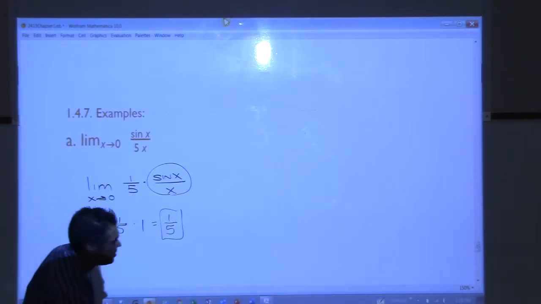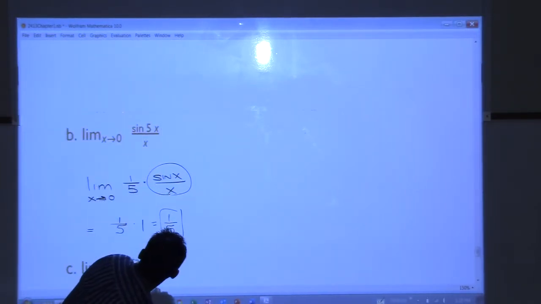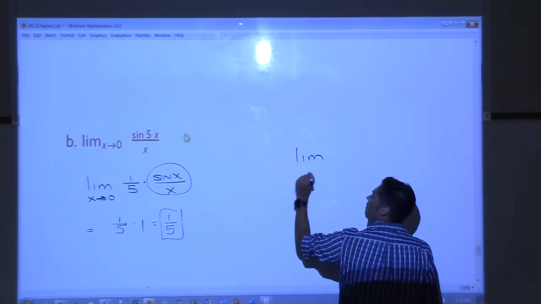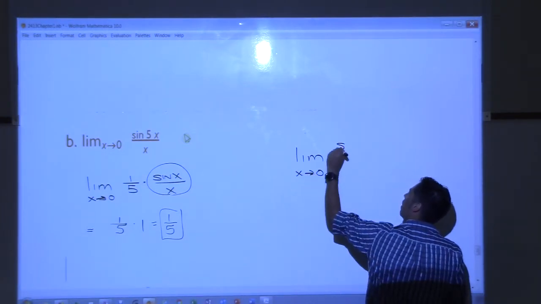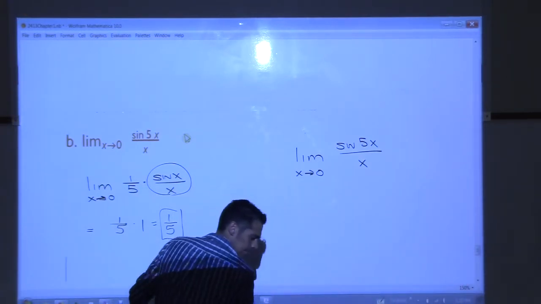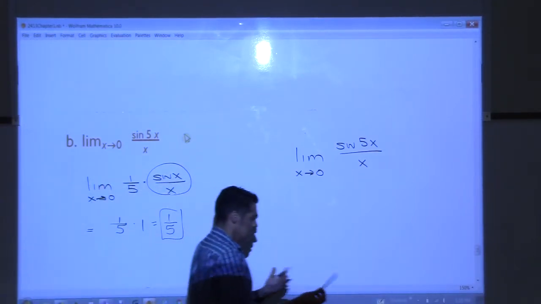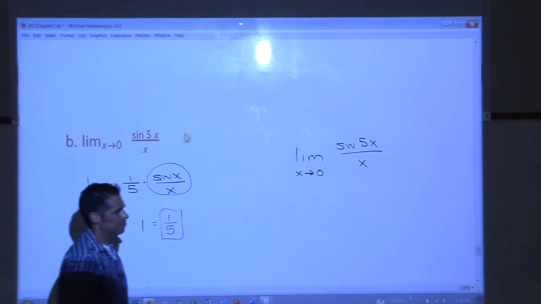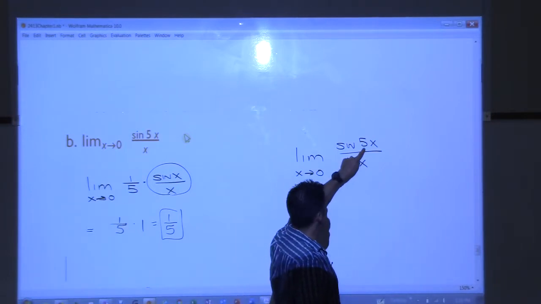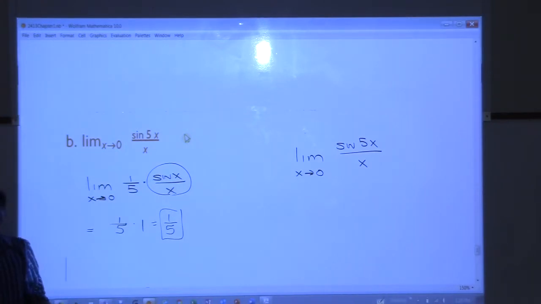All right, let's compare that to part B. I'm going to leave that one up on the board, and I'm going to write this one over here. Limit as x approaches 0 of sine of 5x over x. All right, so let's see. Jasmine? What's the big difference between this one and the previous one? The 5 is on top, right? So can we do this the same way? Probably not. What do y'all think?